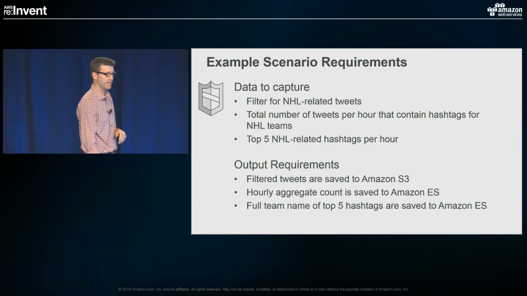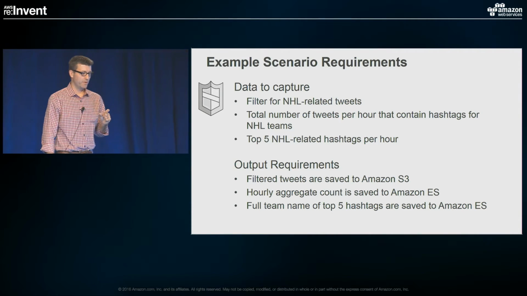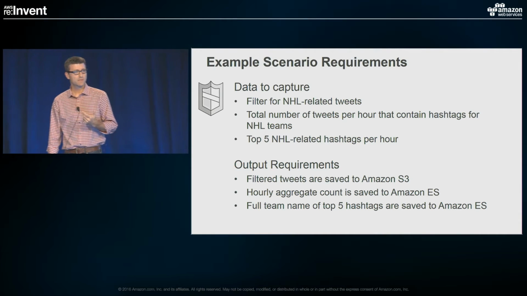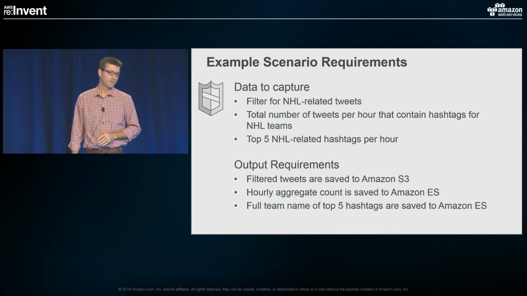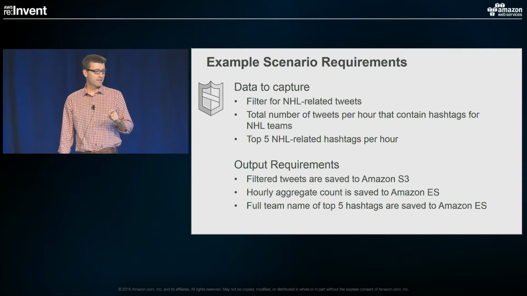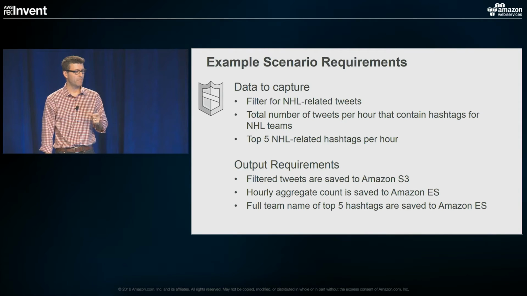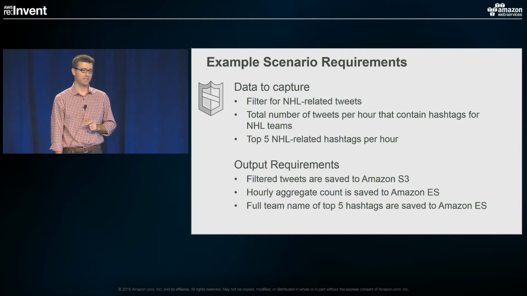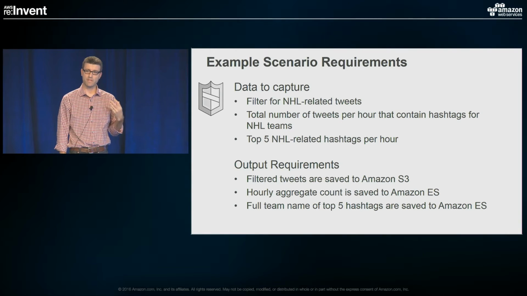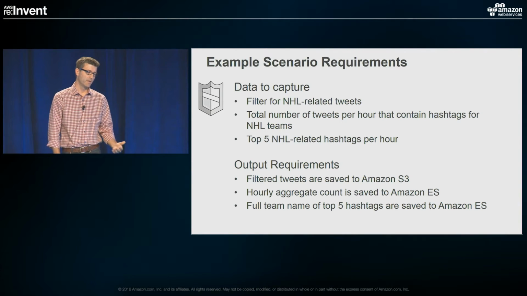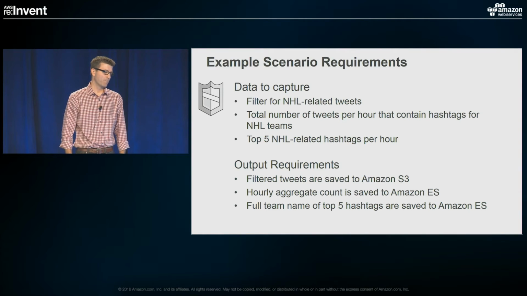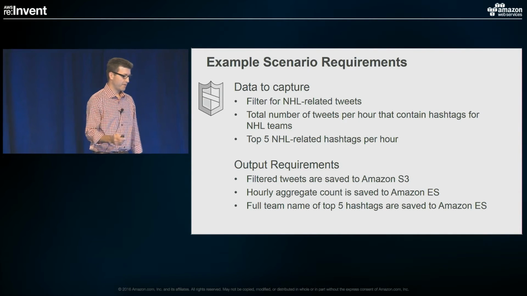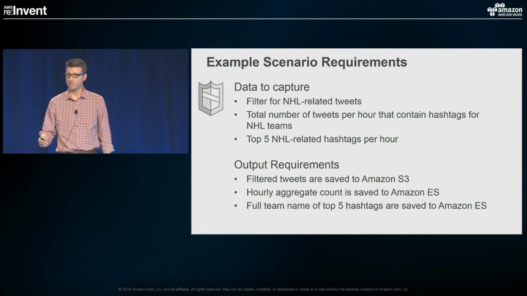Here are the requirements for the scenario. First thing we want to do is filter for NHL-related tweets. Twitter is very noisy. If you have a Twitter account, you know this already. We want to look at the total number of tweets per hour that contain hashtags for NHL teams, and then the top 5 NHL-related hashtags per hour. So that's the data we want to capture. But the output that we want to send downstream is filtered tweets. We want to get rid of all the ones that aren't relevant to us. We want to do some aggregations, so we want to do an hourly aggregate count and save it to Amazon Elasticsearch.